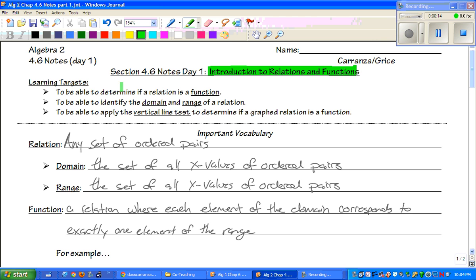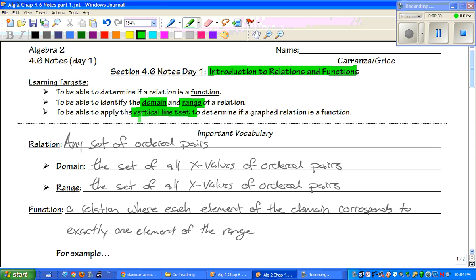Our learning target today is to be able to determine if a relation is a function, to identify the domain and range of a relation, and to apply the vertical line test to determine if a graphed relation is a function.